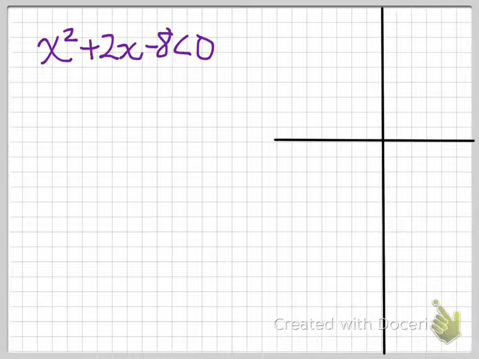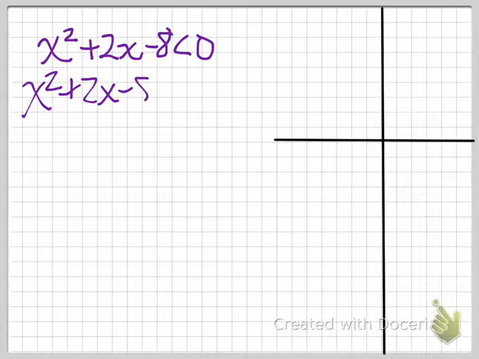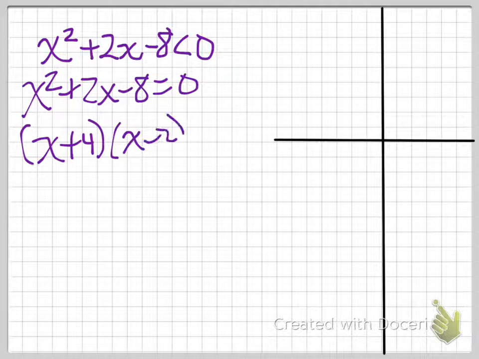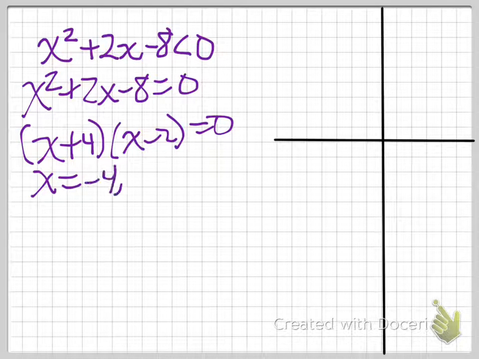What I'm going to do is set it as an equality. So I'll do x squared plus 2x minus 8 equals 0. If I were trying to graph the equality of this inequality, and then I'll deal with the inequality piece of it, I can factor that. So that's going to be x plus 4 and x minus 2 equals 0. So my roots are at -4 and 2.